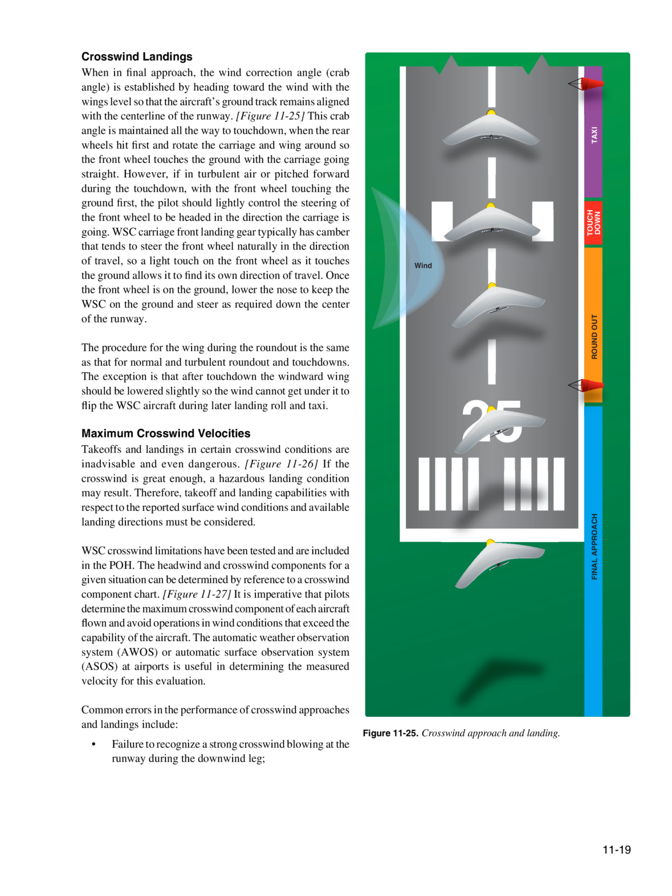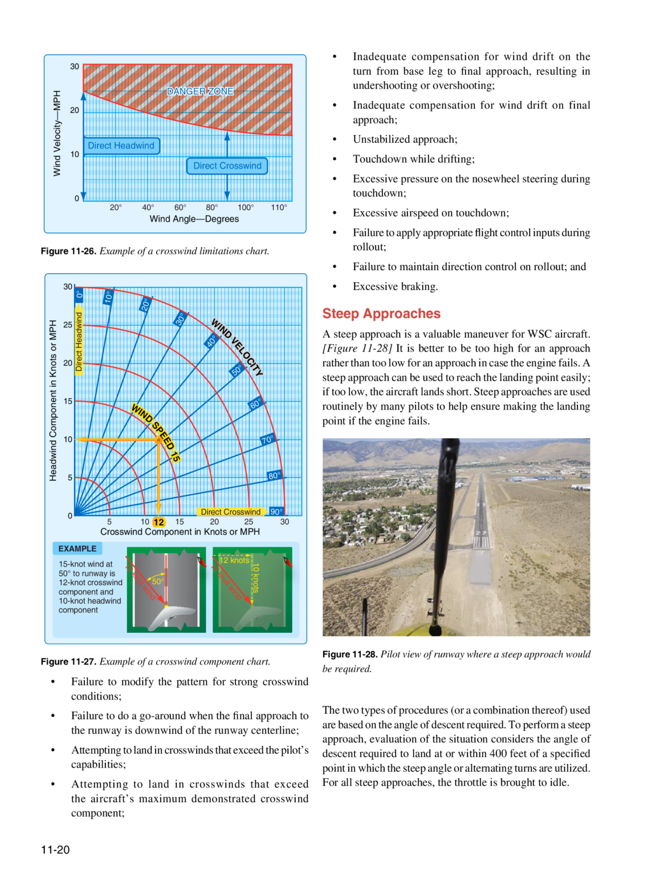Common errors in the performance of crosswind approaches and landings include failure to recognize a strong crosswind blowing at the runway during the downwind leg, failure to modify the pattern for strong crosswind conditions, failure to do a go-around when the final approach to the runway is downwind of the runway centerline, attempting to land in crosswinds that exceed the pilot's capabilities, attempting to land in crosswinds that exceed the aircraft's maximum demonstrated crosswind component, inadequate compensation for wind drift on the turn from base leg to final approach, resulting in undershooting or overshooting, inadequate compensation for wind drift on final approach, unstabilized approach, touchdown while drifting, excessive pressure on the nose wheel steering during touchdown, excessive airspeed on touchdown, failure to apply appropriate flight control inputs during rollout, failure to maintain direction control on rollout, and excessive braking.